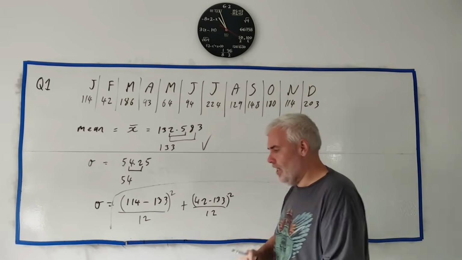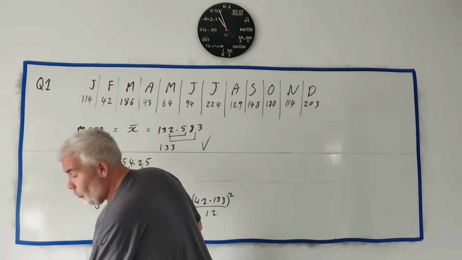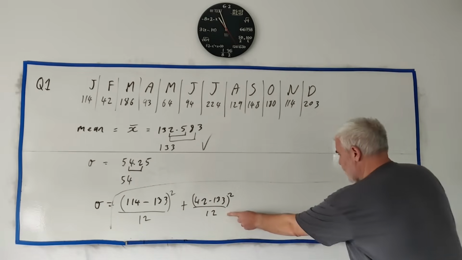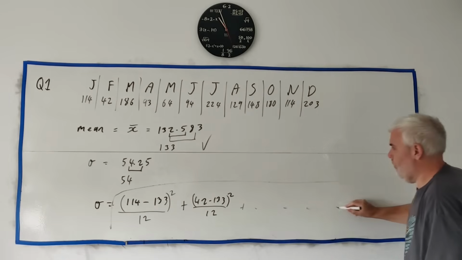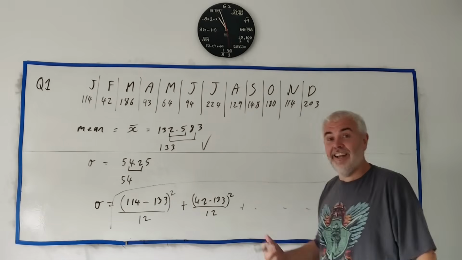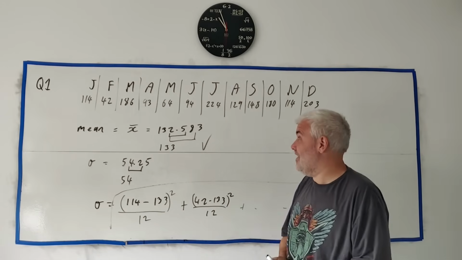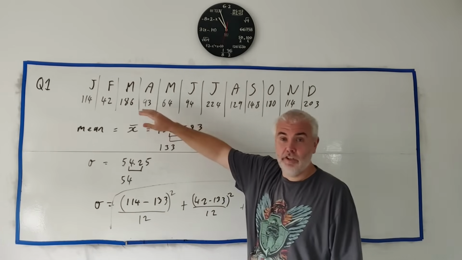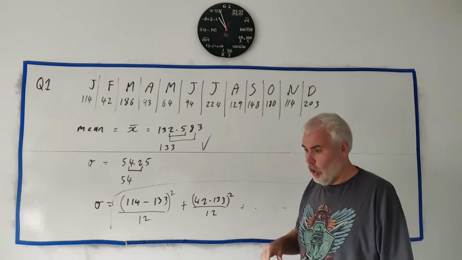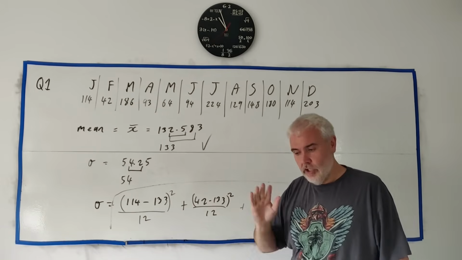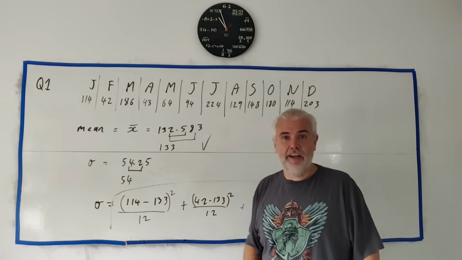I suppose you could type away in your calculator and hope you didn't make a mistake. There'd be 12 parts in this really long expression. Learn how to use your calculator. Learn how to use the stats function, and this question is either 30 seconds long or 10 minutes long. You decide. Learn how to use your stats function.